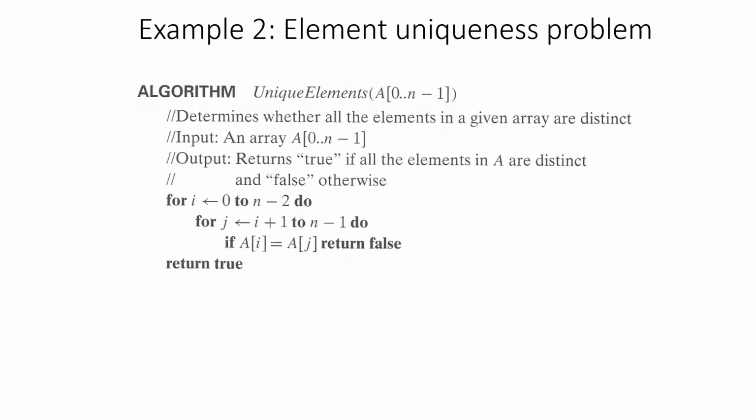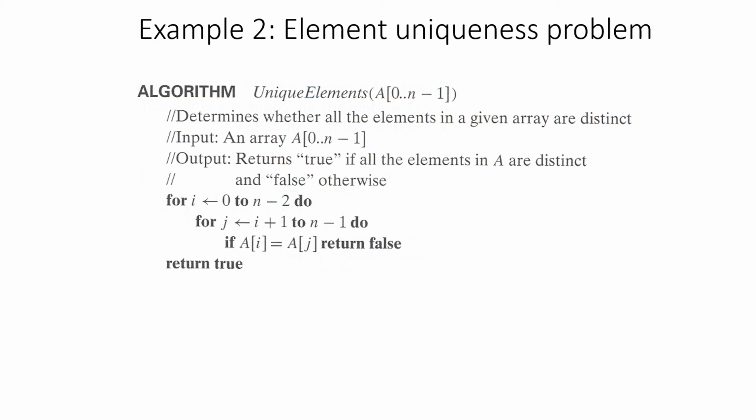We'll go ahead with one more example, the element uniqueness problem. It means that you are going to find whether all the elements present in a given list are unique. All the values should be distinct. If not, I'll say false, else I'll say true. Here the input is a list of n values, with indices from 0 to n minus 1. The output returns true if all the elements in A are distinct, else it returns false.